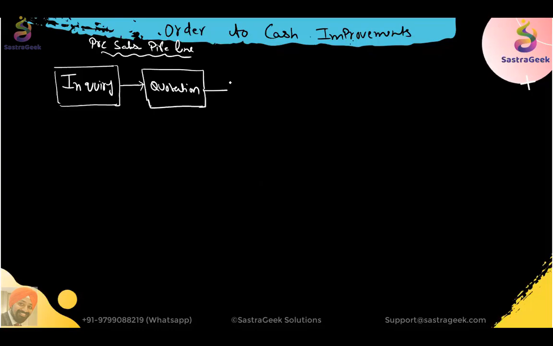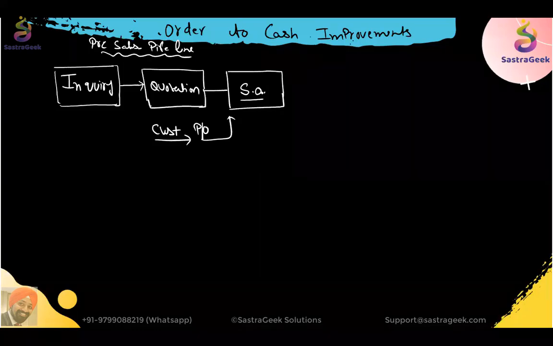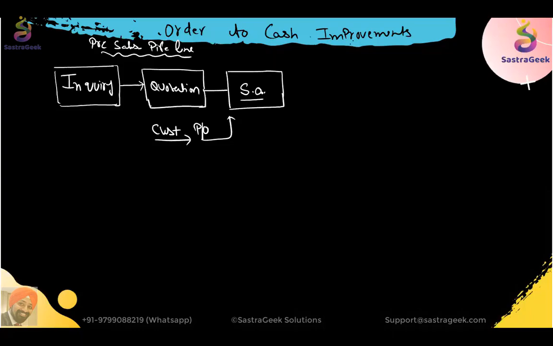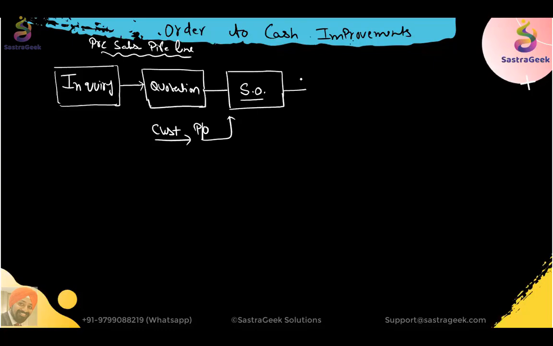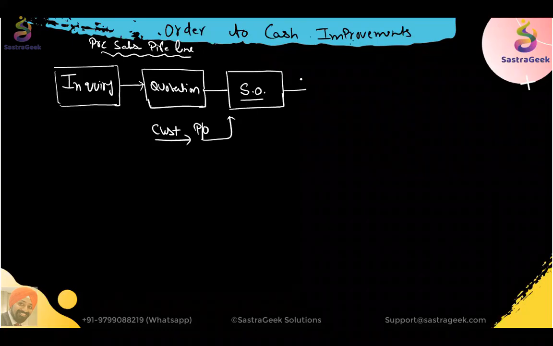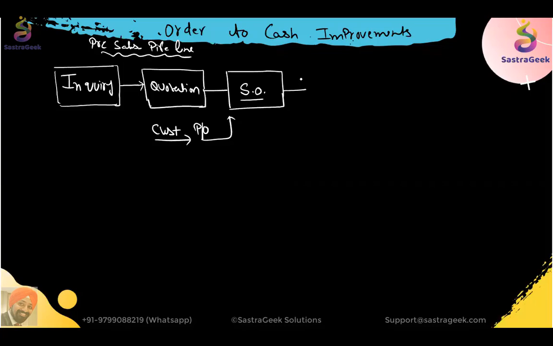Then from the quotation, if the customer gives you a purchase order, against that purchase order you create here a sales order document. So the sales order document you would be creating here. So inquiry, quotation, and the sales order document.